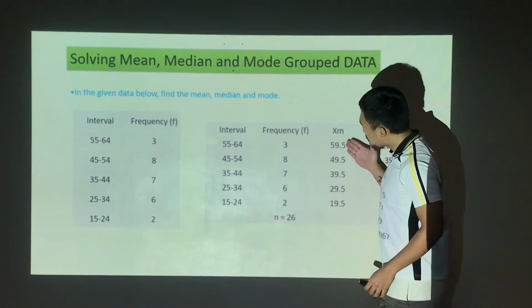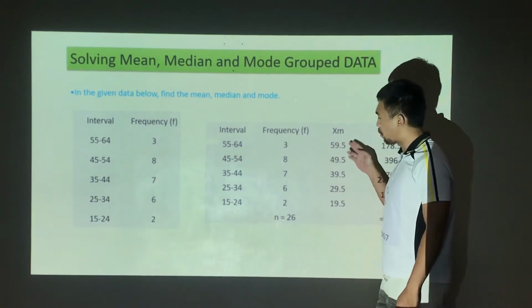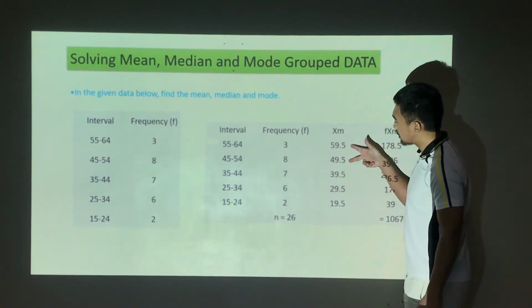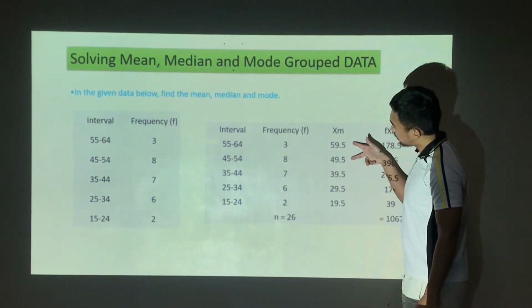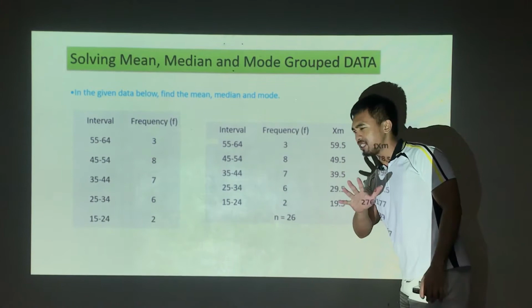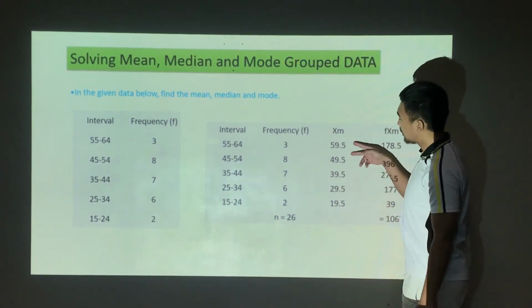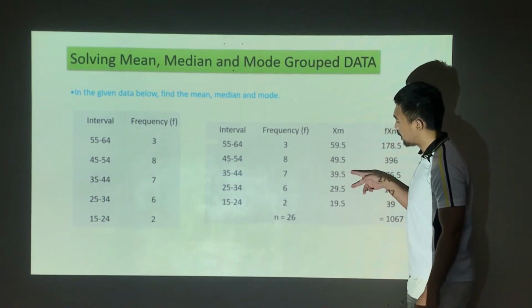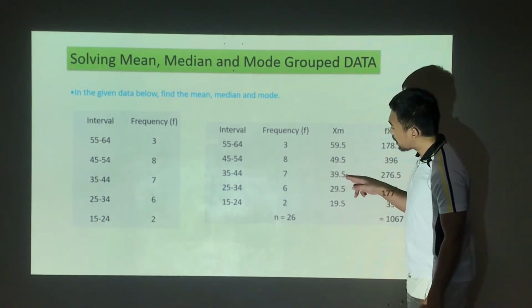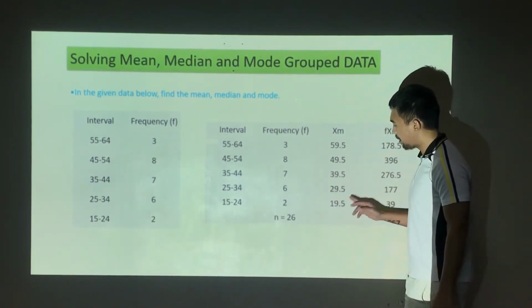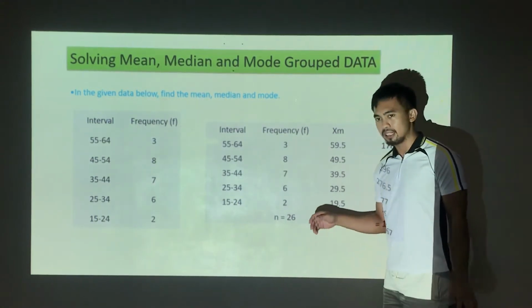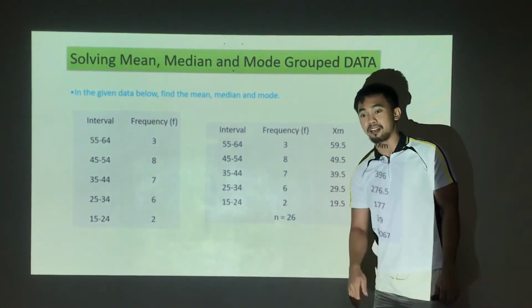So meaning we do have a pattern in our class mark. With these 2 answers, we can say that there's a difference of 10. So we can say that the next numbers we will get are 39.5, 29.5, and 19.5. That is how you get it in a simpler way.